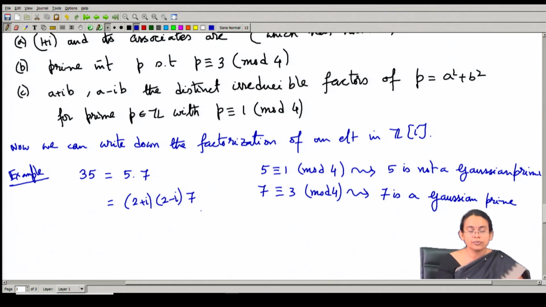First you factorize the integer into its prime factorization in Z, and then you look at which primes are irreducible in Z[i] and which are not. Those which are not irreducible, you further factorize in Z[i], and write down the complete factorization in Z[i].